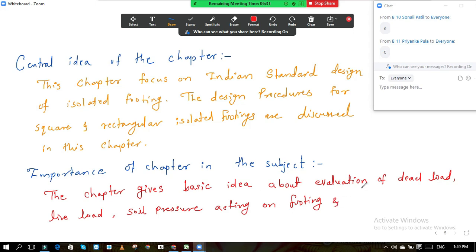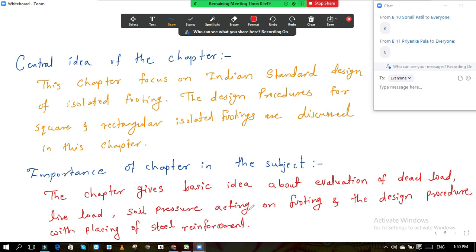And the design procedure with placing of steel reinforcement, full stop.